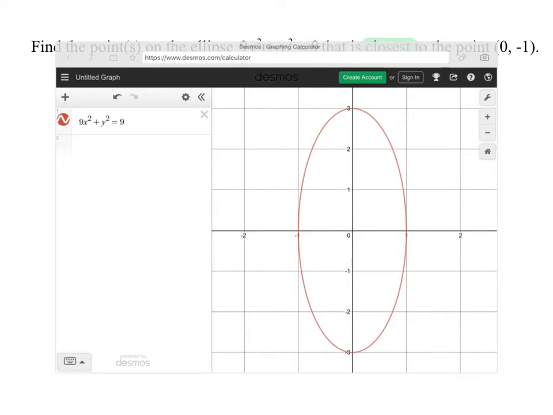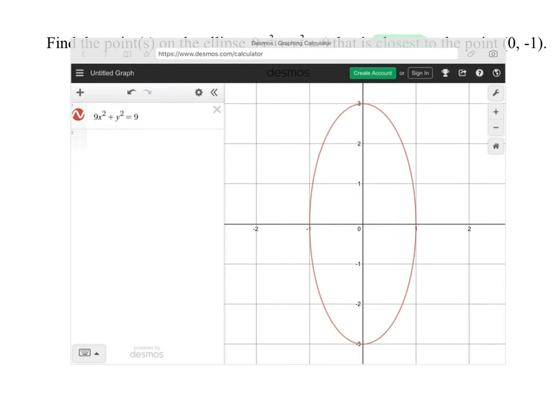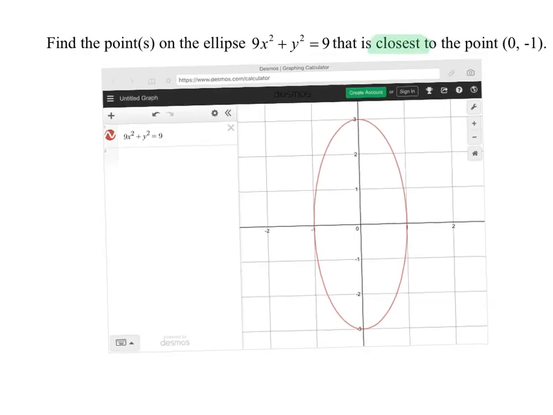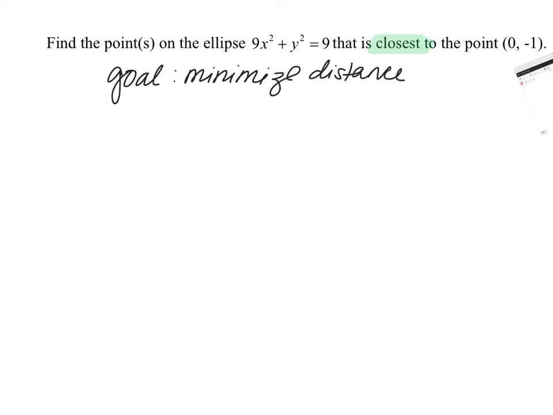So now that we have a visual, let's go ahead and, if I can, successfully move that graph out of the way for now. Let's write down our goal. So the goal is to minimize distance. And we specifically want to minimize the distance between the 2 points, the unknown point, which is (x, y), and the point that we were given, which was (0, -1). We want to minimize the distance between these 2 points.